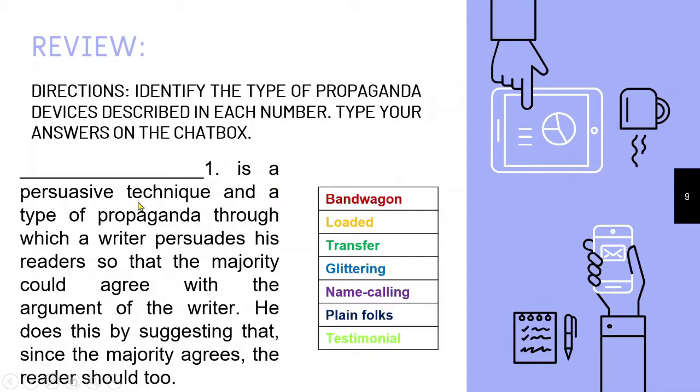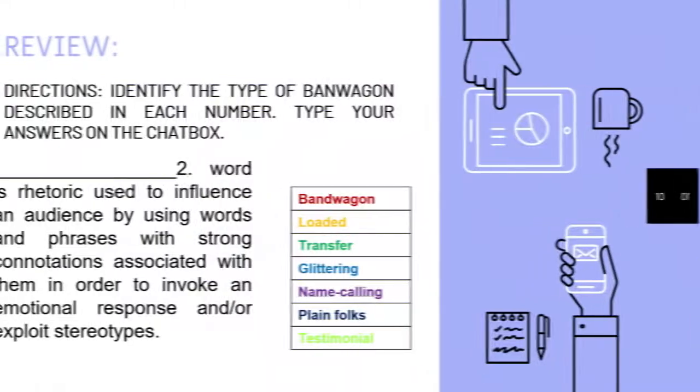Number 1 is a persuasive technique and a type of propaganda through which a writer persuades his readers so that the majority could agree with the argument of the writer. He does this by suggesting that since the majority agrees, the readers should too. Bandwagon, loaded, transfer, glittering, name-calling, plain folks, or testimonial. Write your answer on your paper. Let's proceed with the next one.